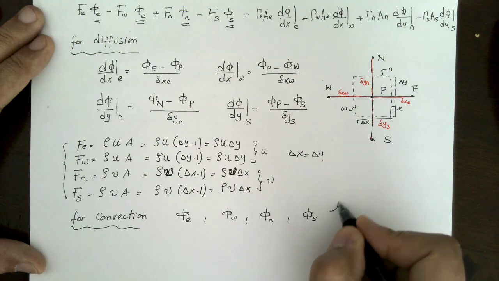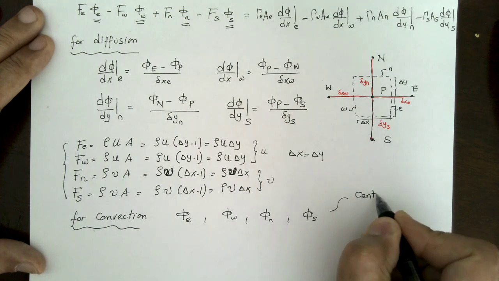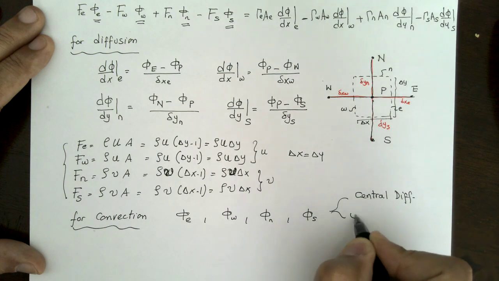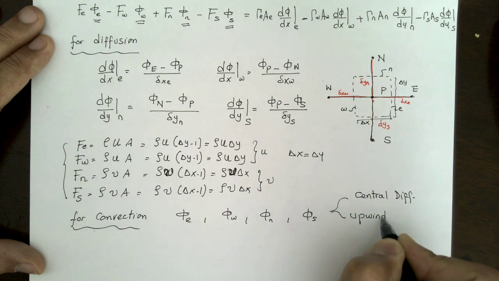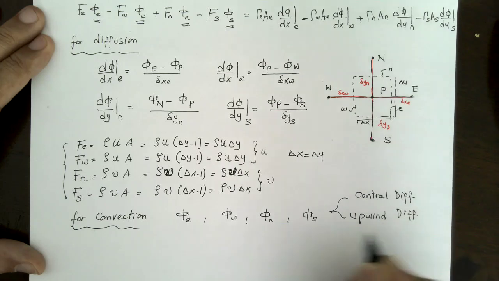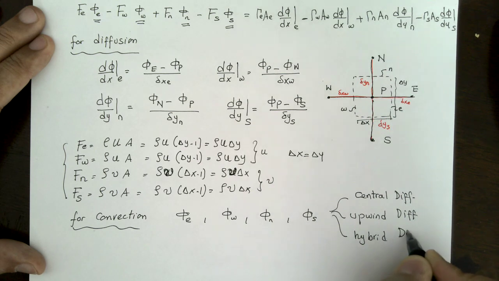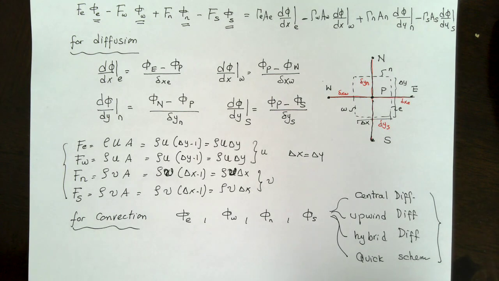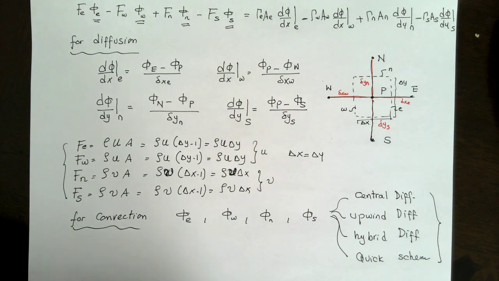You can use the central differencing. You can use the upwind differencing. You can use the hybrid differencing, or you can use the QUICK scheme. So these are the different schemes that we did cover in the convection side. It's your choice to pick the scheme.